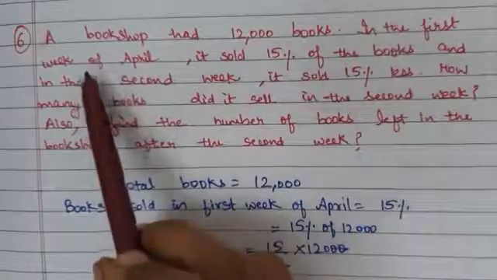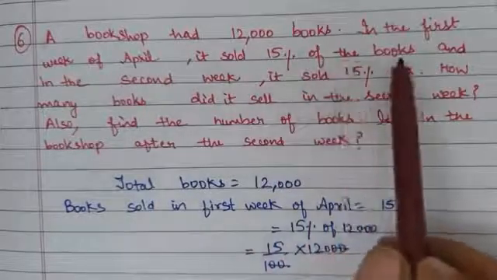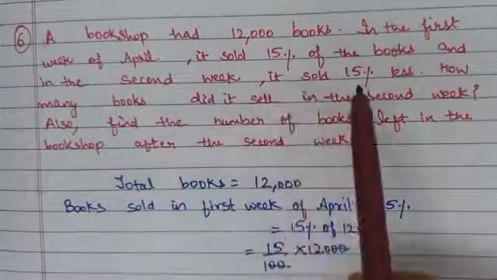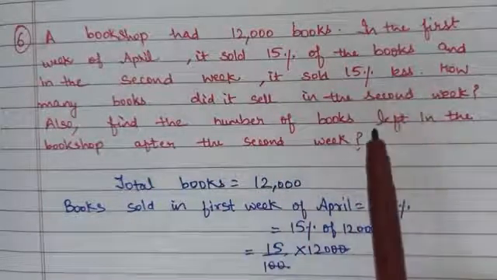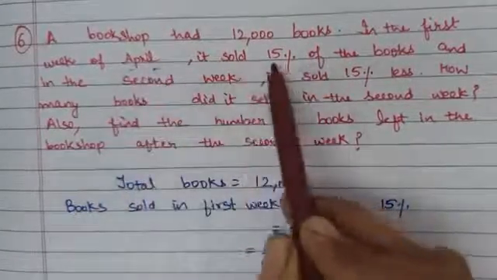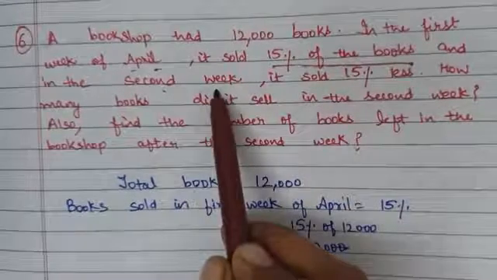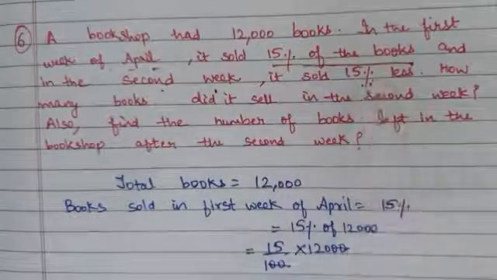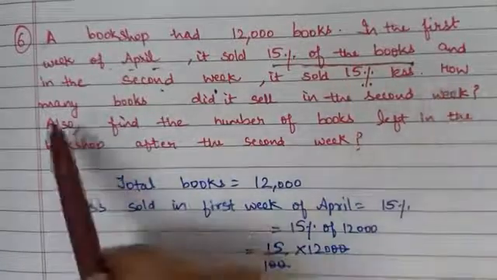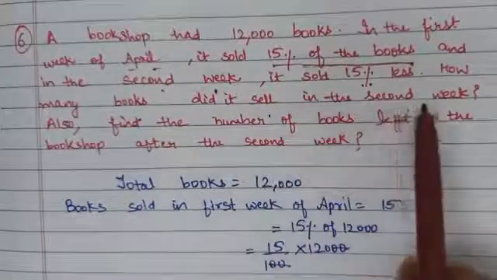Next is, a bookshop had 12,000 books. In the first week of April, it sold 15% of the books. And in the second week, it sold 15% less. Means, in the first week of April it sold 15% of the books, but in the second week of April, 15% fewer books were sold. Now you have to find out how many books it sold in the second week.